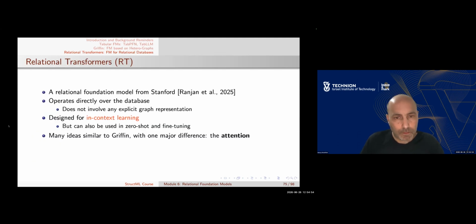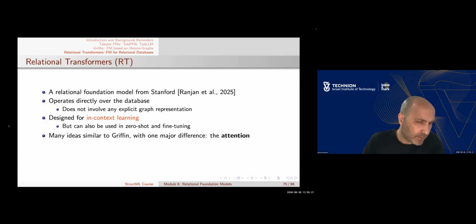Now, it is designed for in-context learning, and we'll see what it means. Of course, you can also use it for fine-tuning, and we'll also see that in some sense it can serve as a zero shot in certain types of tasks. We'll discuss that.